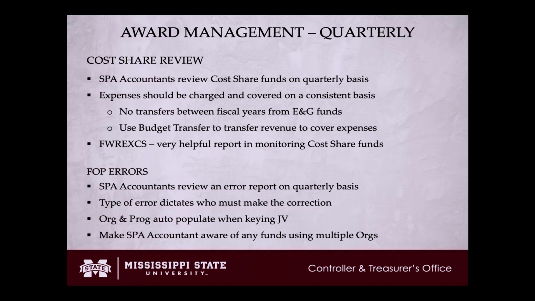The type of error dictates who makes the correction. We are happy to make as many corrections on our end as possible. However, if this is an entry such as salary, then that's going to be a mistake that has to be corrected on your end, and possibly may have to get payroll involved to help you out with that. And please do make SPA accountants aware of any funds that you are using multiple orgs on, and this will help us ensure that we're not wasting our time or your time reporting errors to you that really aren't errors.